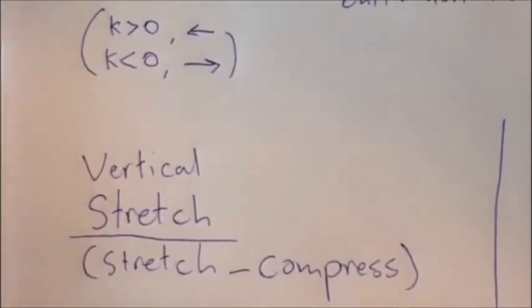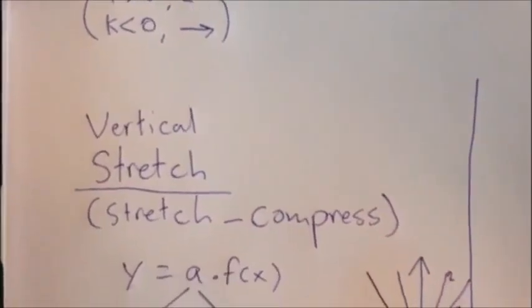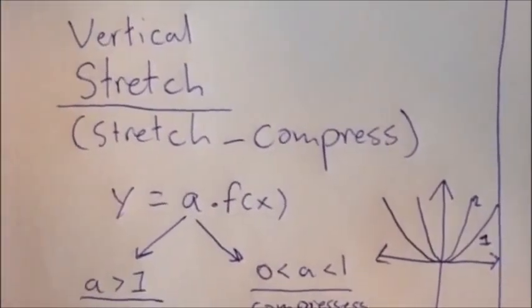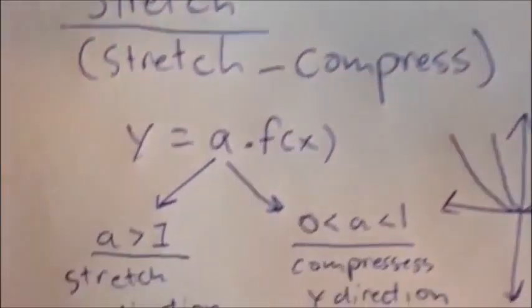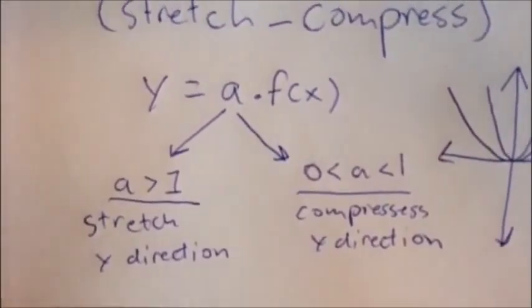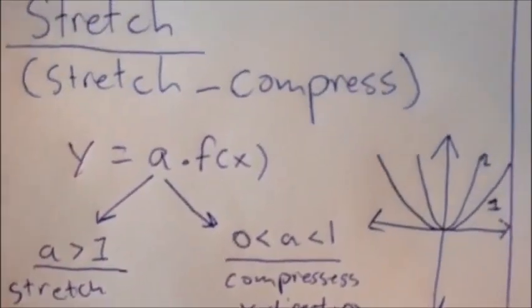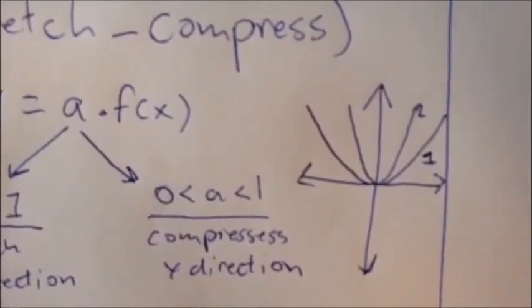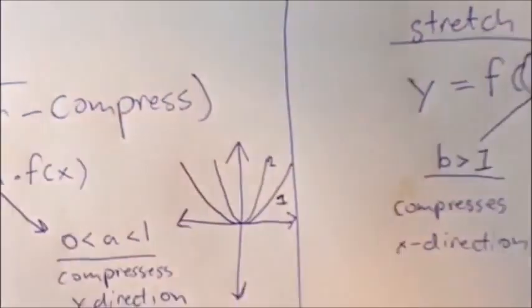The next transformation is vertical stretch. An example of vertical stretch is y equals a times f of x. If a is greater than 1, it stretches in the y direction. If a is less than 1 or greater than 0, it compresses in the y direction. This is an example.